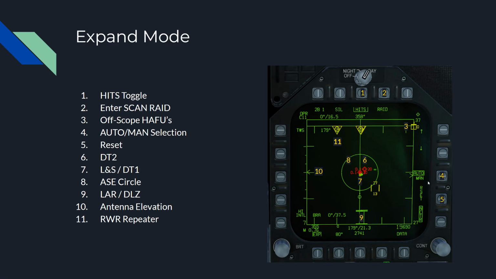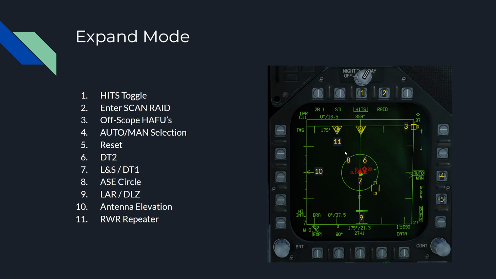Again, you can toggle your automatic and manual settings here. You can reset your launch and steer from the expand mode. And yeah, so 7 is your primary, your launch and steer 1, or DT1, and then your secondary DT2 is that guy back there. A little easier to see the square that comes up on it.